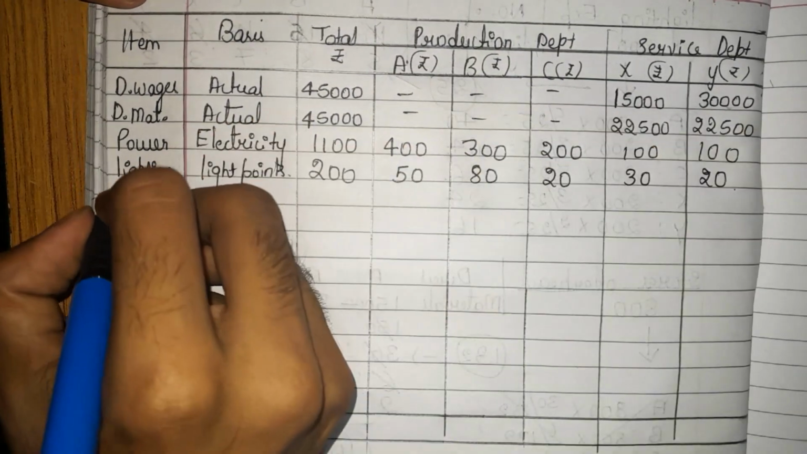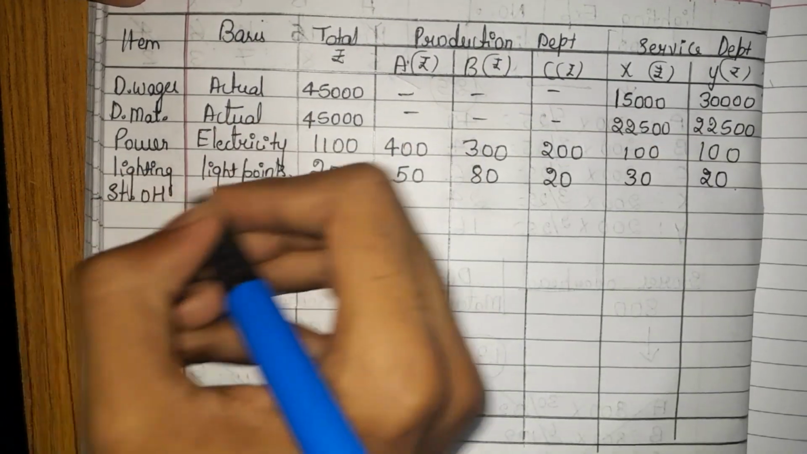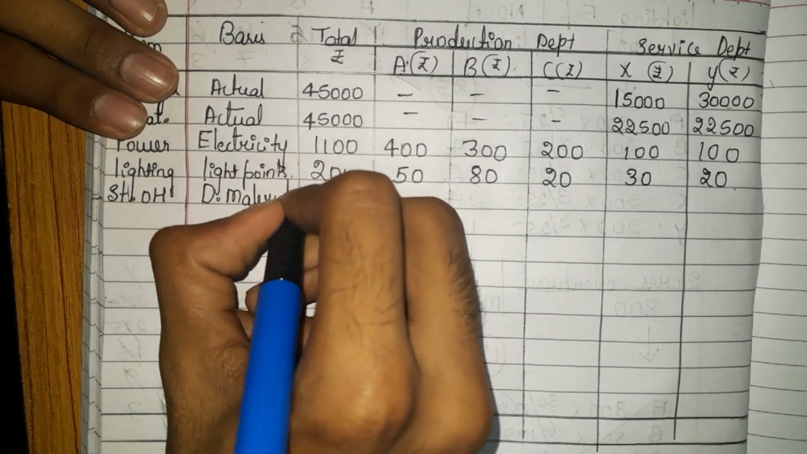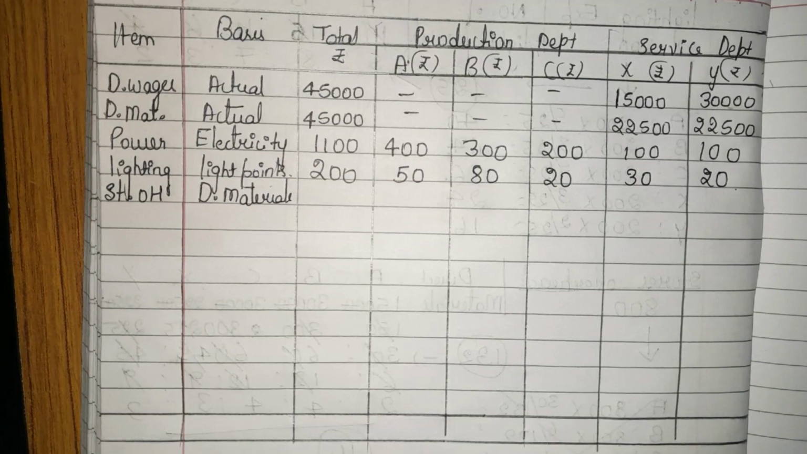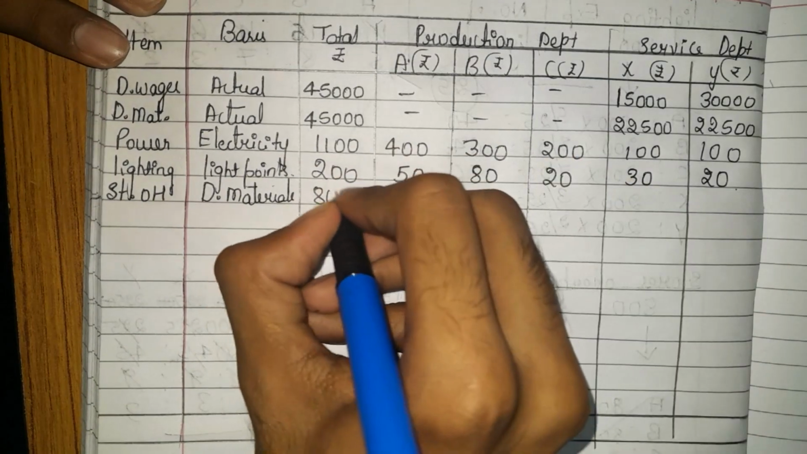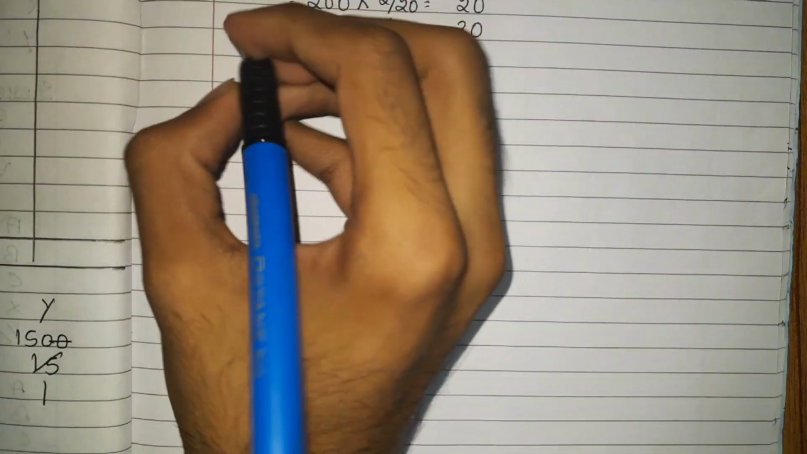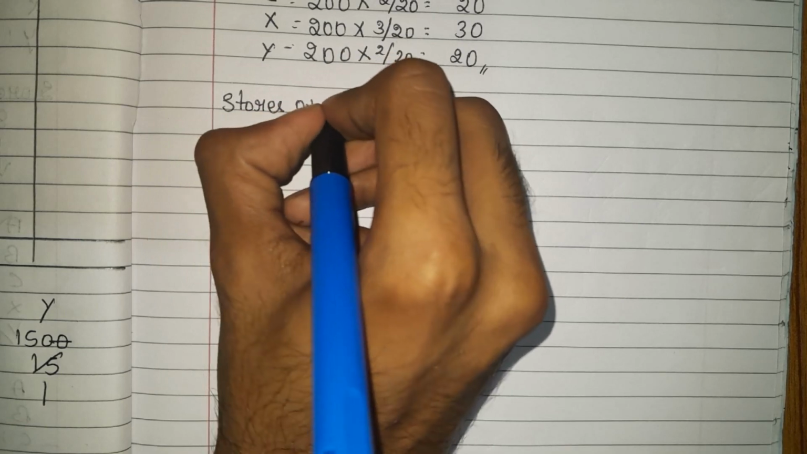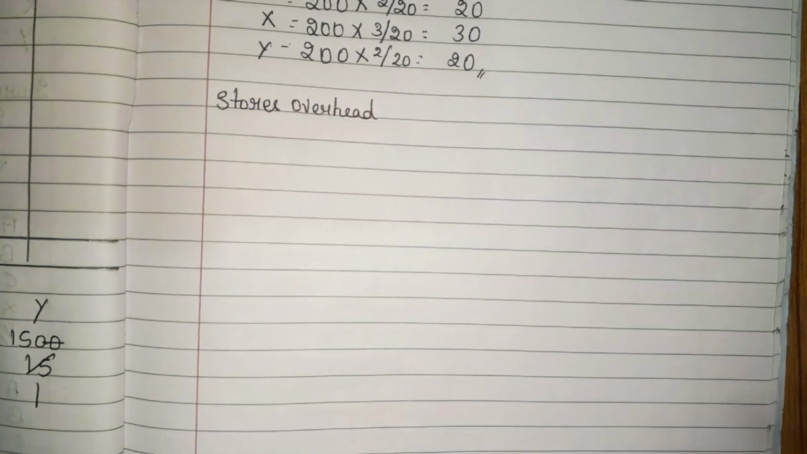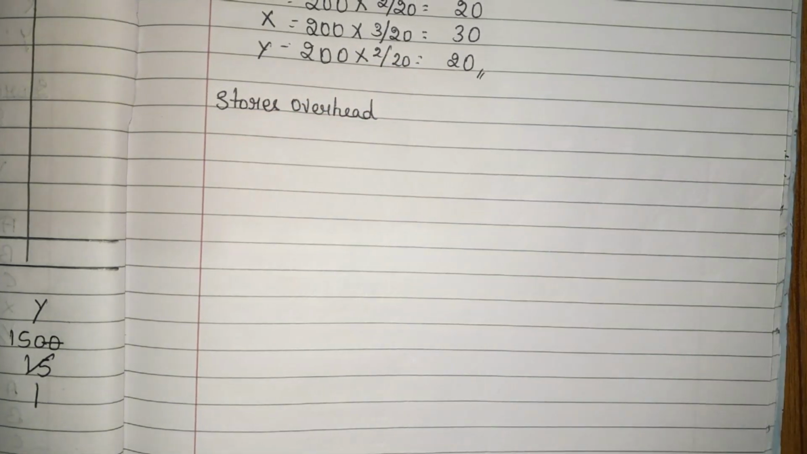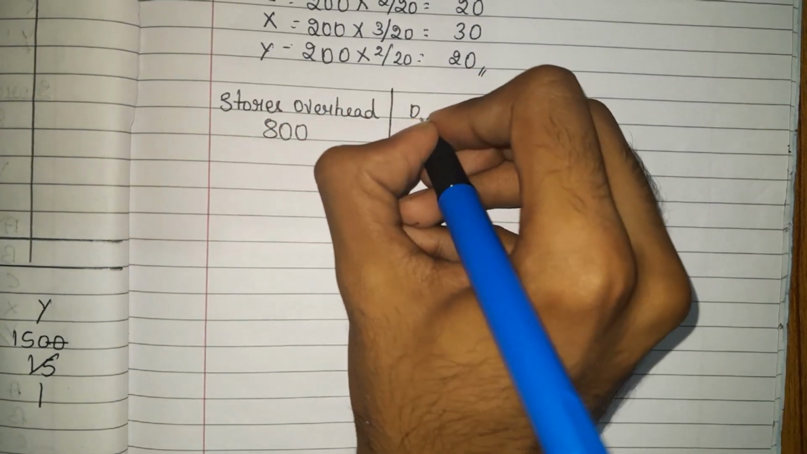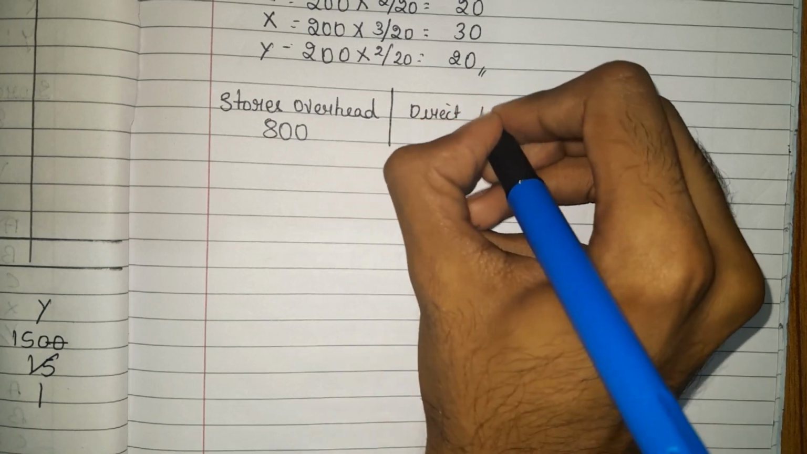Next expense we are having is stores overhead. Stores overhead will be on the basis of direct materials. The total stores overhead expense is 800 rupees. Now we are apportioning stores overhead. So the total stores overhead expense is 800 rupees and it is based on direct materials.